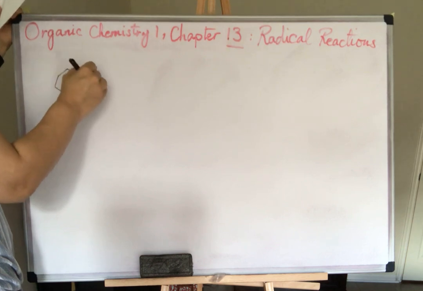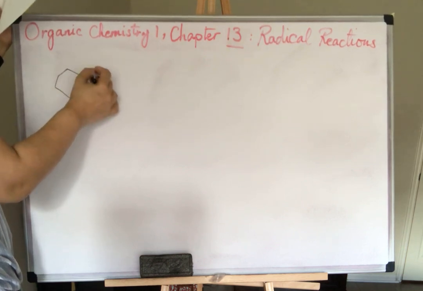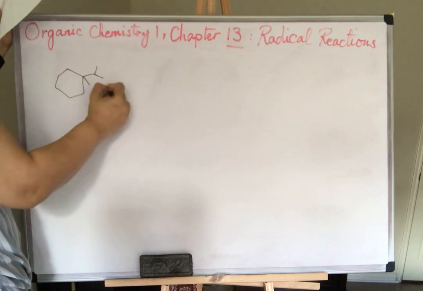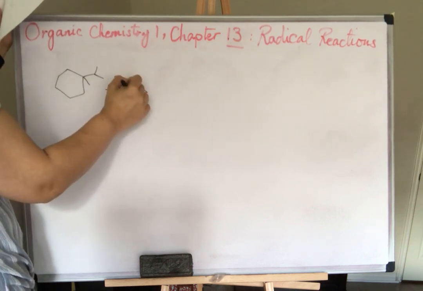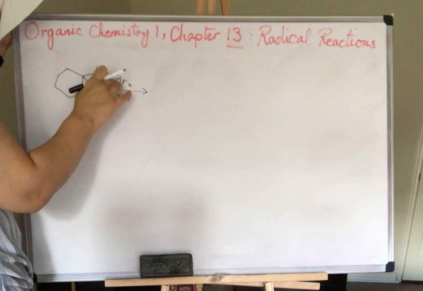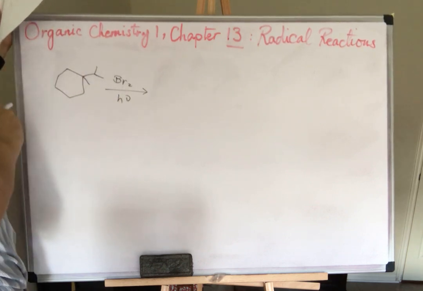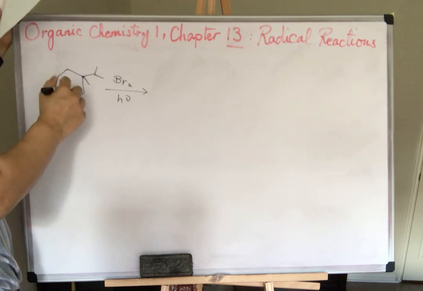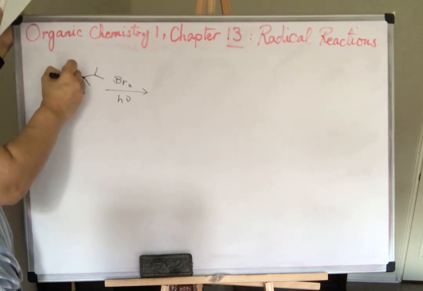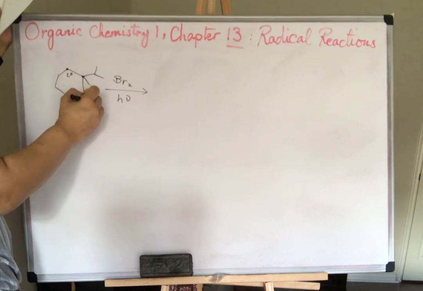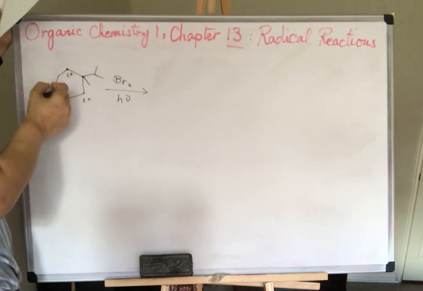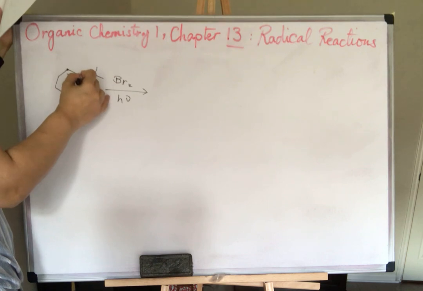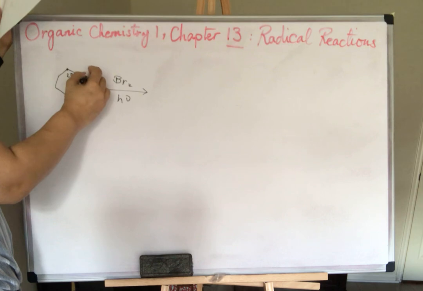So let's see, we are going to replace one of the hydrogens in one isopropyl, one methyl cyclohexane with bromine. Right? We have these hydrogens, secondary, or this carbon does not have any hydrogens, and this carbon is tertiary.